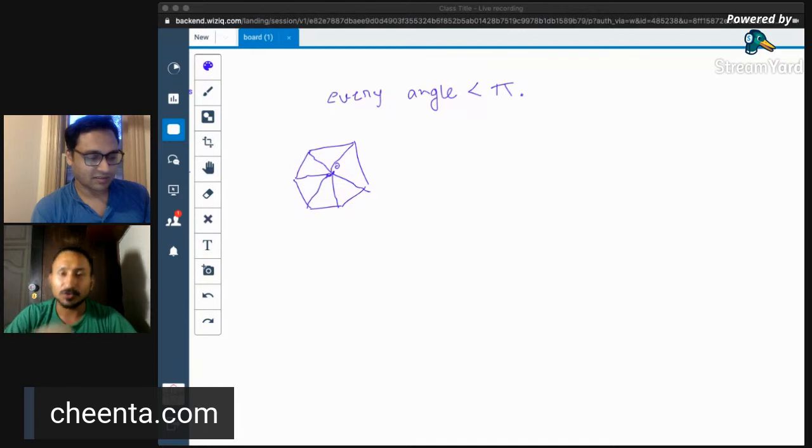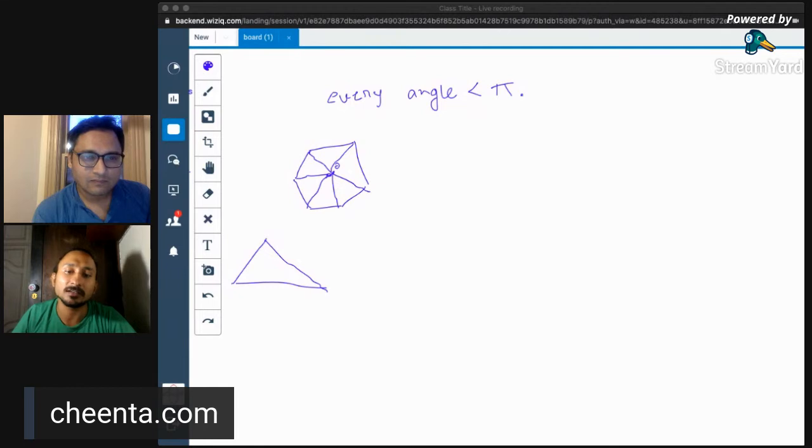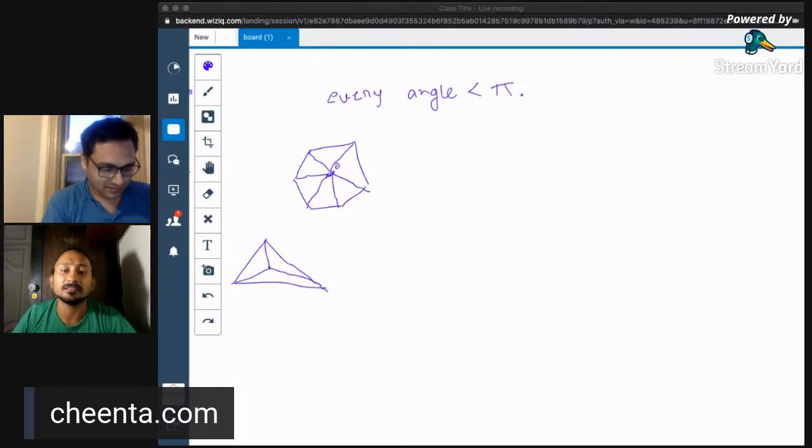So the existence of such a point for a triangle is obvious. For any triangle, you can get such a point, which is the centroid. So the centroid satisfies this. These three triangles have the same area.